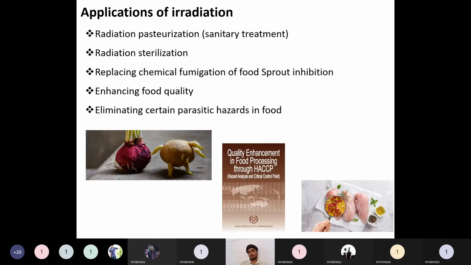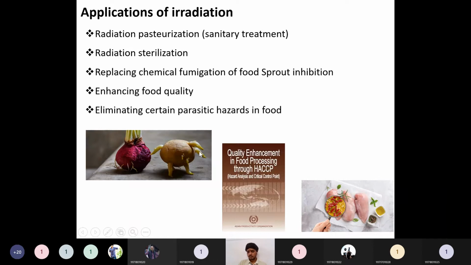Then what are the applications of this irradiation process? The applications are radiation pasteurization or sanitary treatment. Radiation pasteurization means nothing but heating; we supply energy through the same irradiation process. Nowadays sanitary treatment is a very much required criterion. Then radiation sterilization in medical equipment sterilization. Then replacing chemical fumigants, and sprout inhibition. Whatever chemicals are already added as additives can also be removed, and at the same time it can inhibit sprout forming.